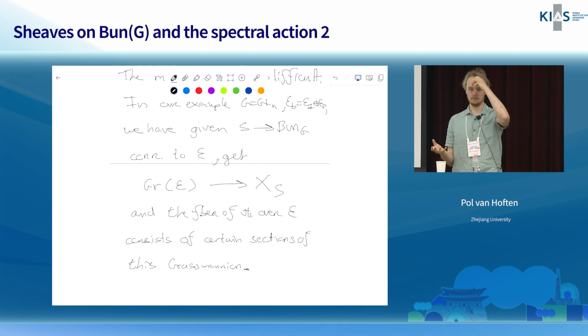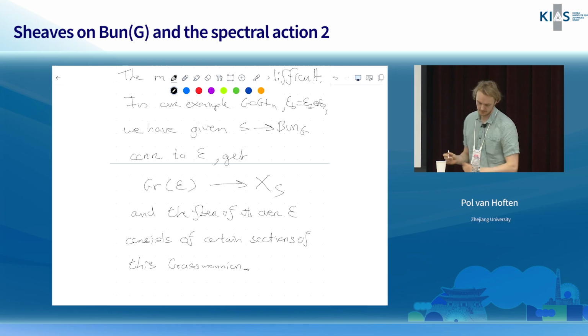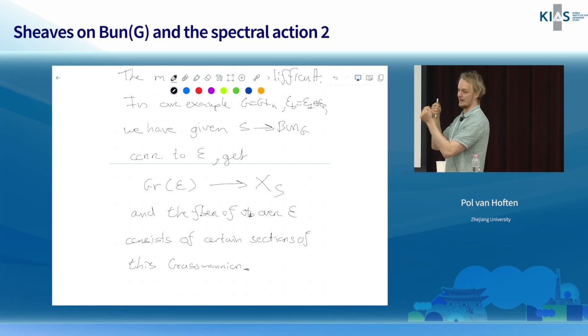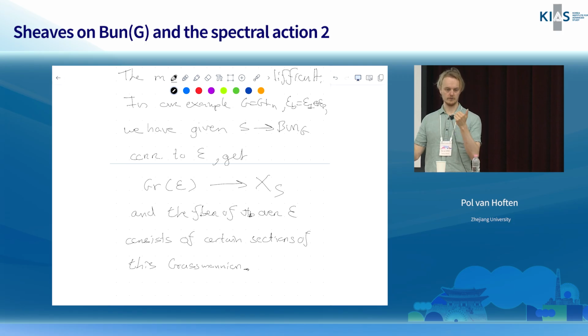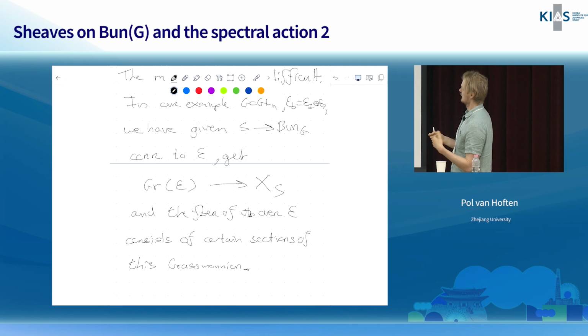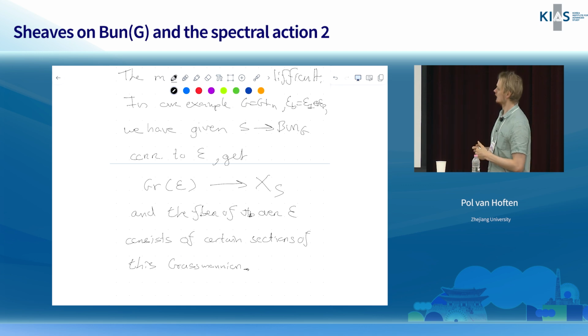Right, namely, first of all, I need to fix the right ranks for the sub and for the quotient. Okay, I can do that. And then I need to say the quotient is semi-stable of the right slope, and the sub is semi-stable of the other right slope.